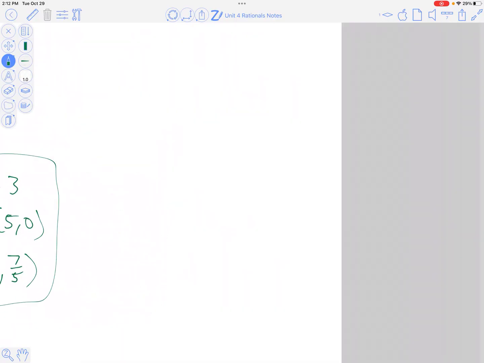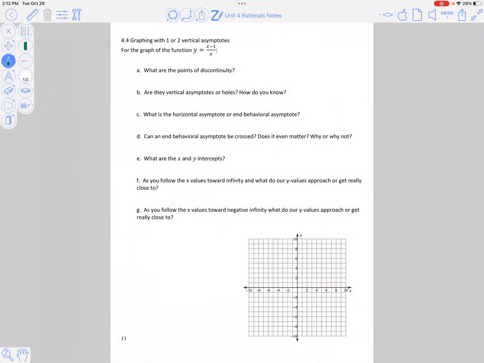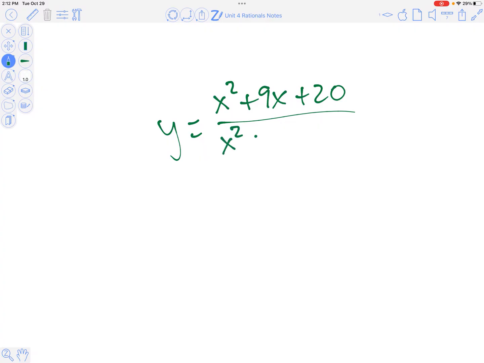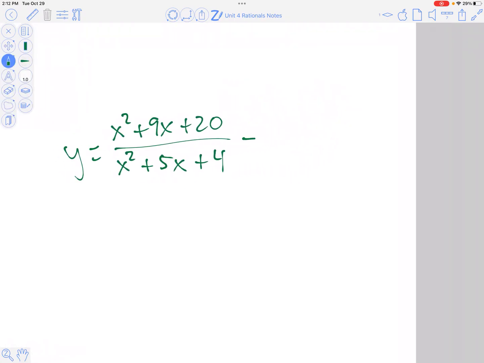All right, let's do another one real quick. So let's say I have x squared plus 9x plus 20 over, let's do x squared plus 2x. That one's not going to work. Sorry, let me think of something real quick. Let's do x squared plus 5x plus 4.